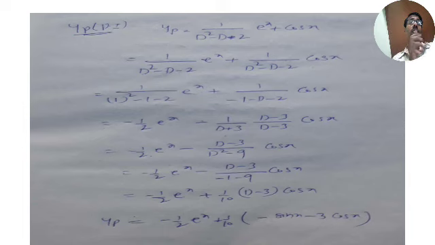Are you getting? Yc plus yp is my general solution. So don't leave it there. You have to write yc plus yp, then only the problem ends. That is the fourth problem.